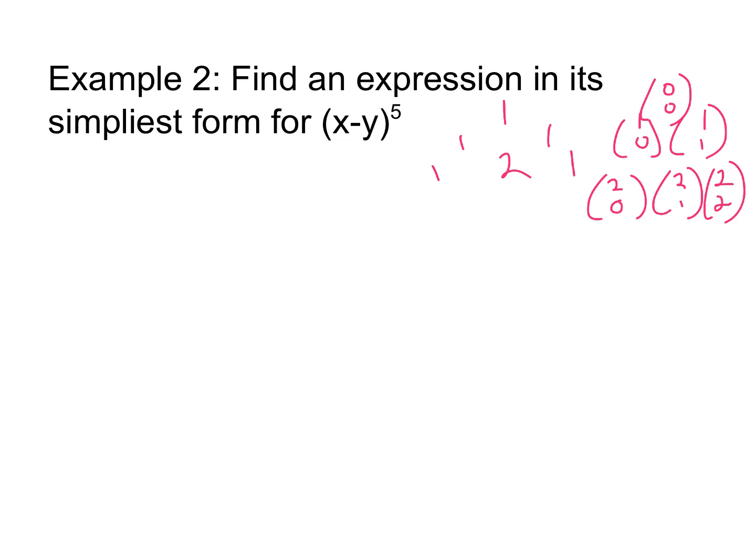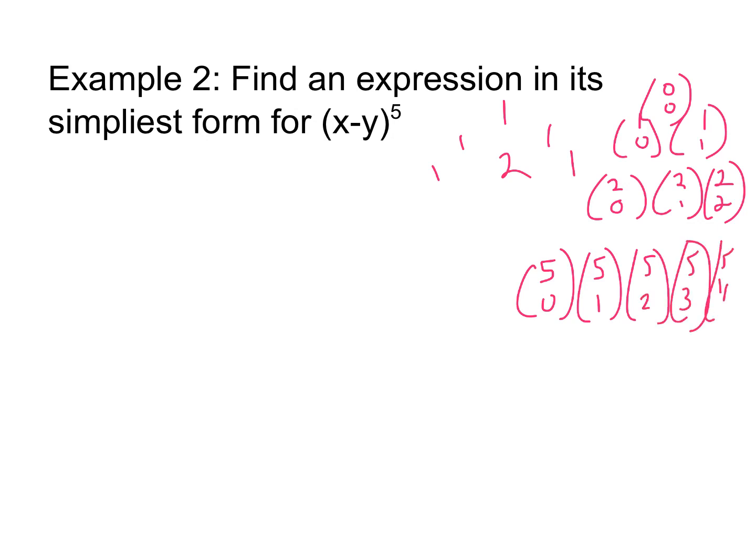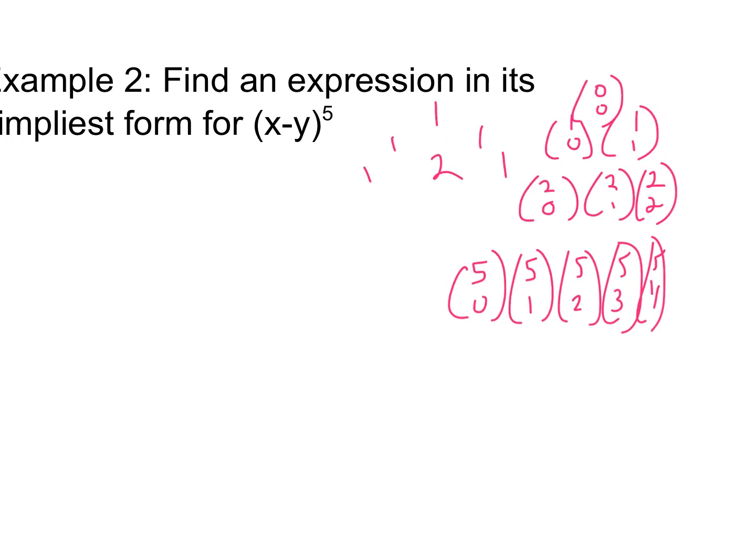Okay, and that's just the first few rows. Let's keep going and get the 5th row. We know that the 5th row would be 5 choose 0, 5 choose 1, 5 choose 2, 5 choose 3, 5 choose 4, and 5 choose 5. And that's going to generate the 6 coefficients for this expansion.